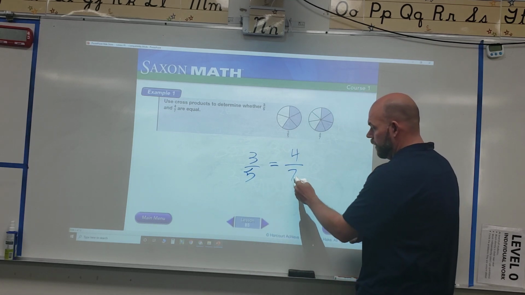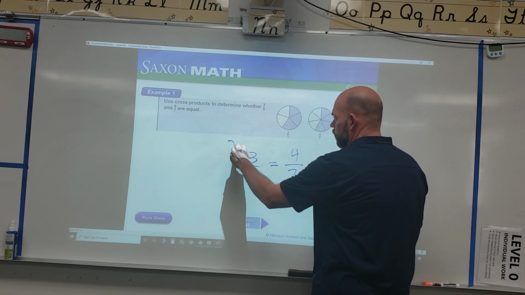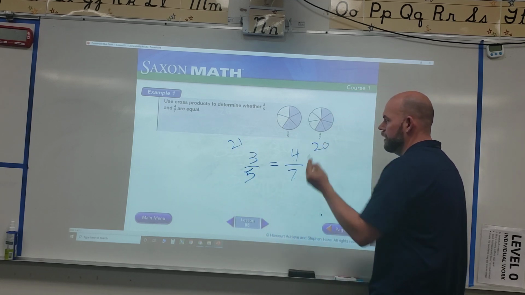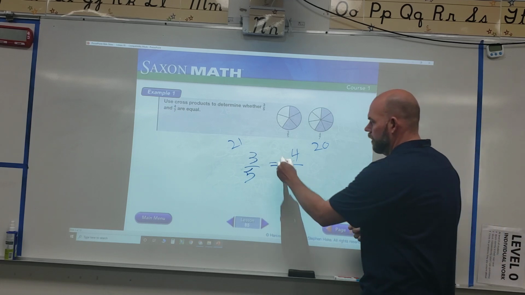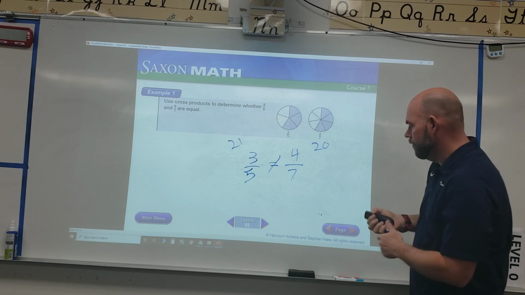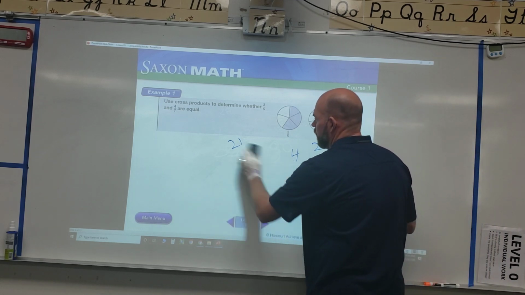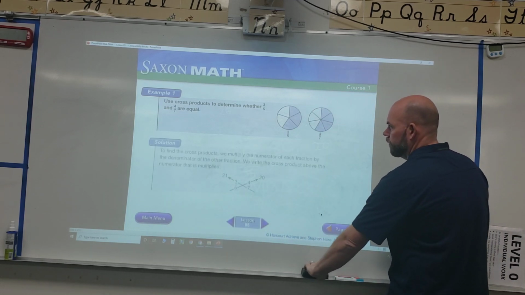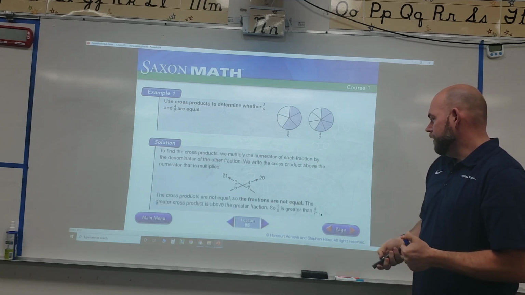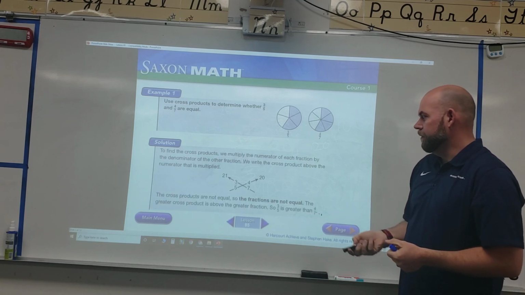Now we're just going to multiply. 7 times 3 is 21. 5 times 4 is 20. 20 and 21 are not equal. So in this case, even though it looks close, they're not exactly equal. So 3/5 is greater than 4/7.